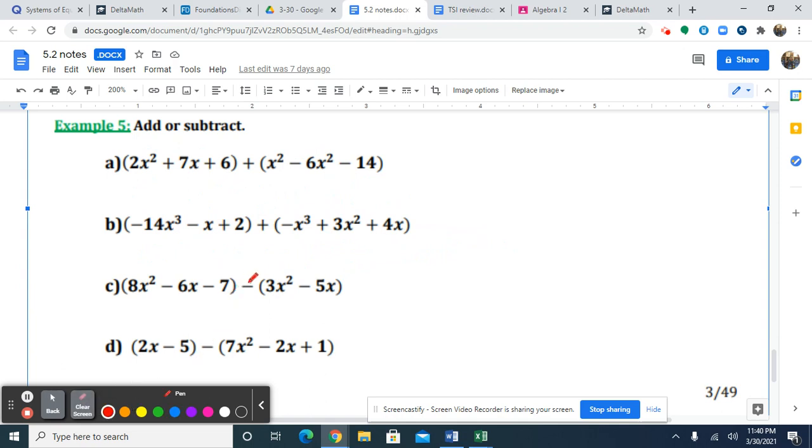Now, with subtraction, we're going to have a similar thing, but this negative needs to be taken into account. What we have here is a negative 1 outside of that parenthesis. So what we need to do is distribute that negative 1 into everything on the inside. In other words, we are changing all the signs of the numbers inside. So positive 3x squared becomes negative 3x squared, and negative 5x becomes positive 5x. So we're multiplying negative 1 times 3, that's negative 3. Negative 1 times negative 5 is positive 5.